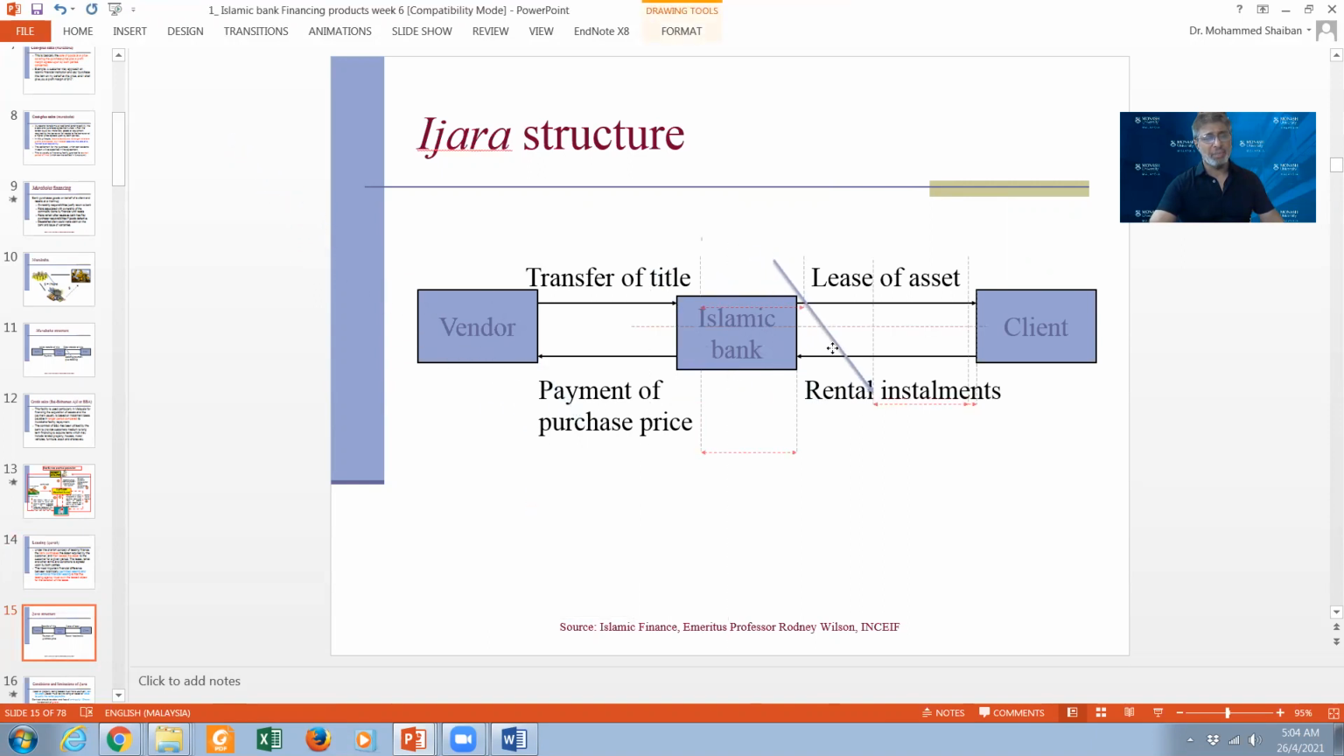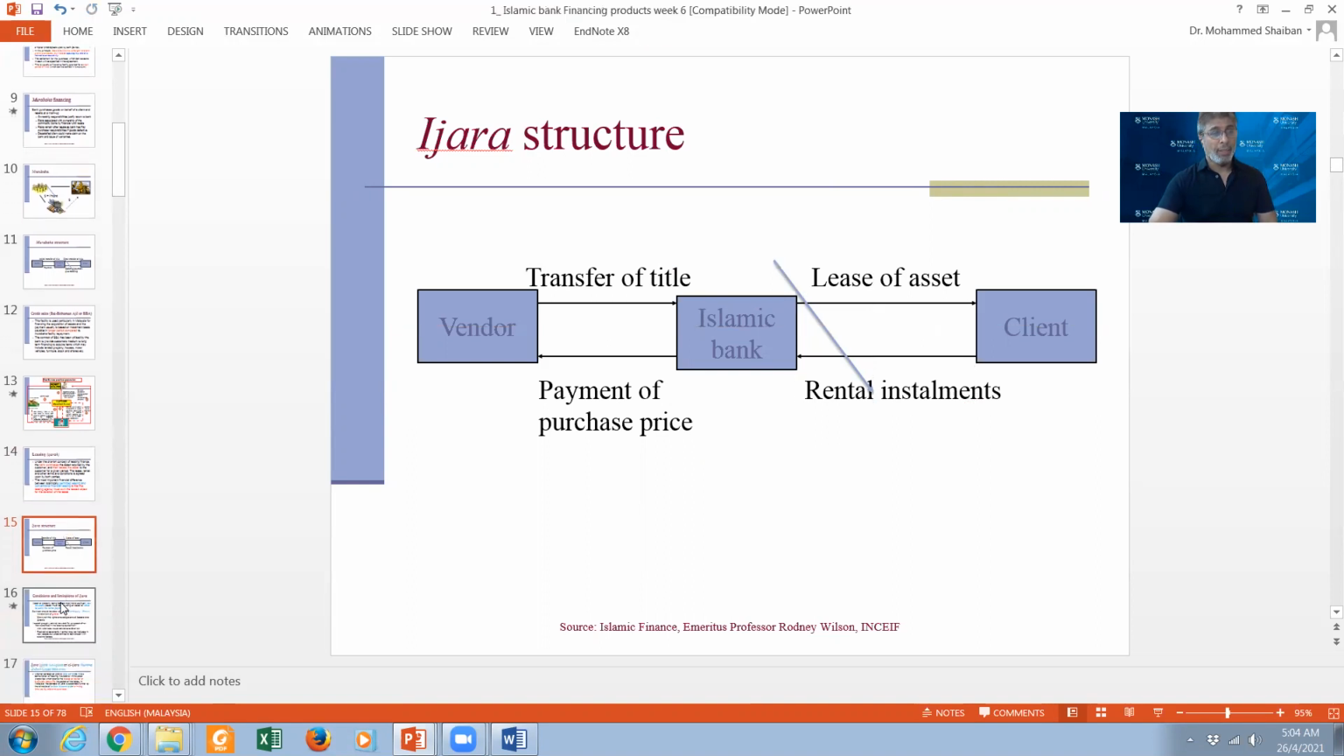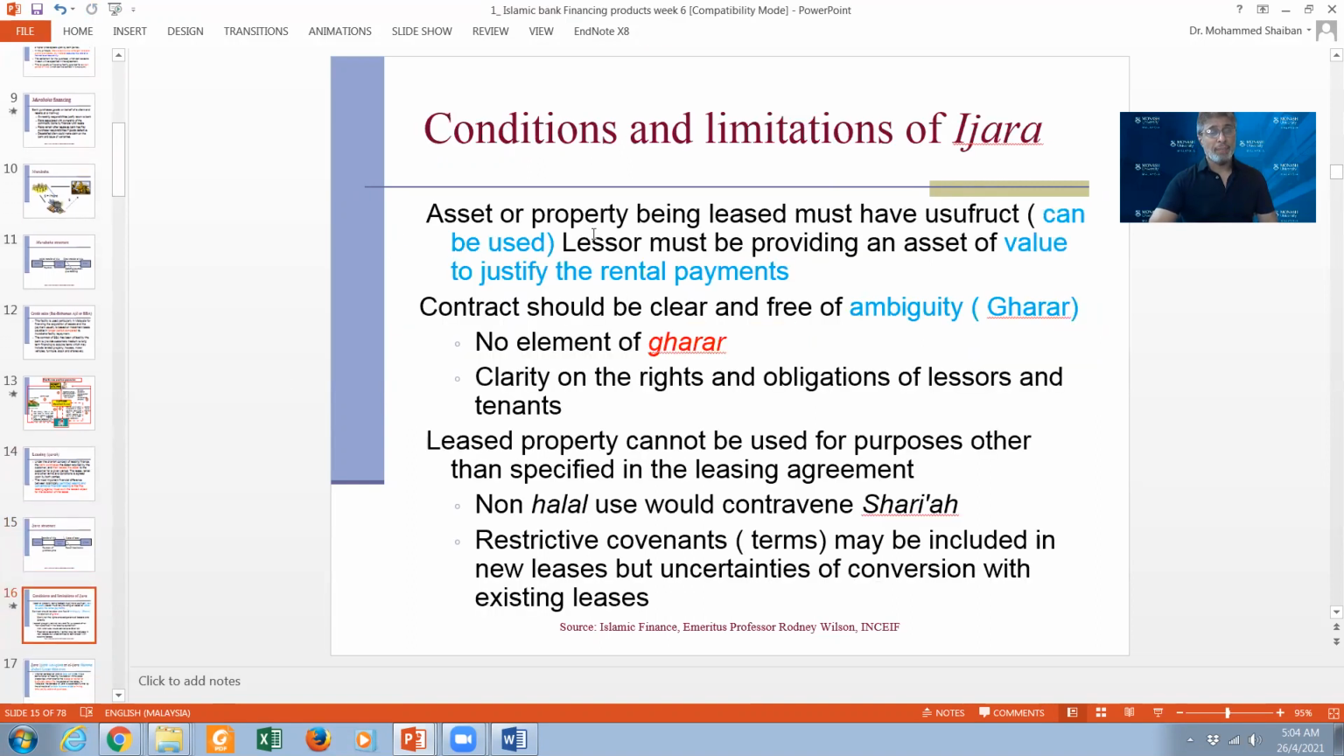And this rental can be, if you are talking about a car, 5 years, 6 years, 8 years. And actually there is another agreement where you can own the asset later on. This can also be used in housing. So this is what you call conditions.